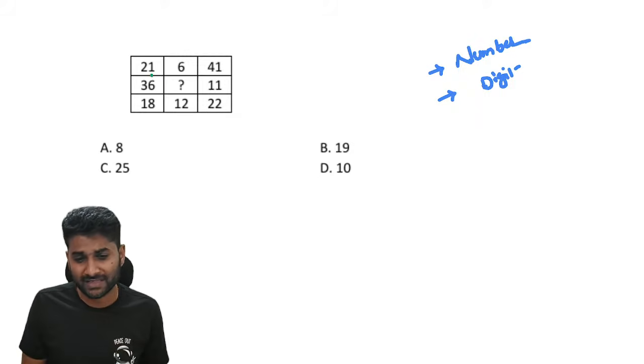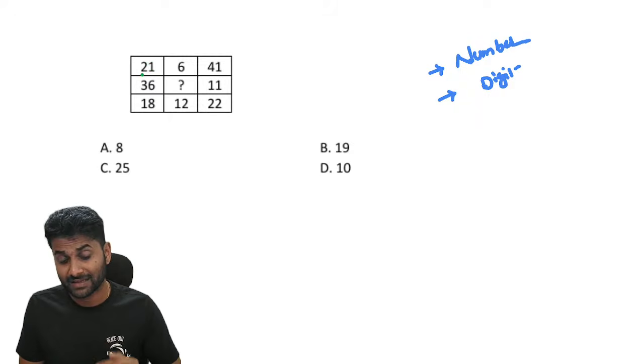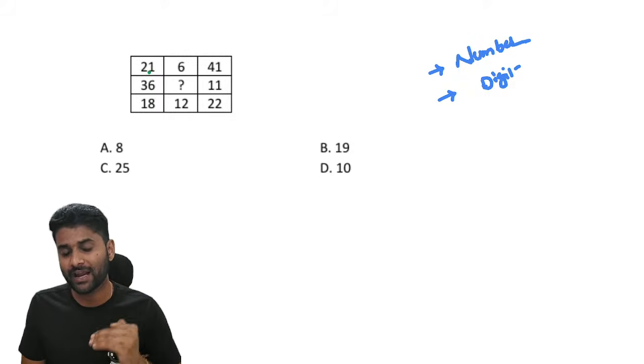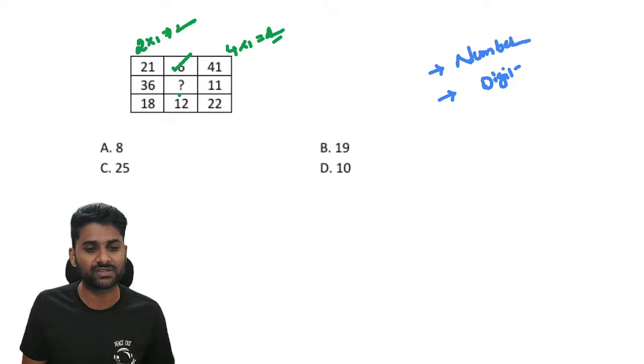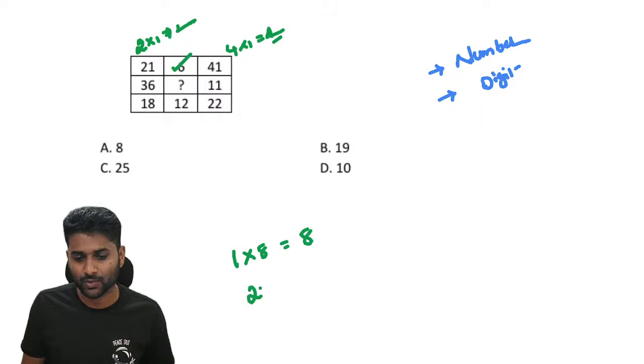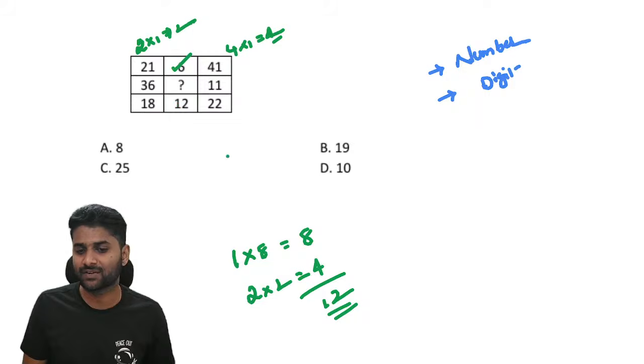Now, if you observe, instead of numbers, consider those as digits. Don't consider 21. Let us consider it as 2 and 1, two digits. 2 into 1, the result is 2. In the same way, 4 into 1, the result is 4. And if you take the sum, 2 plus 4 is equal to 6. In the same way, 1 into 8 is 8, 2 into 2 is 4. If you take the sum, then you will get the result of 12.